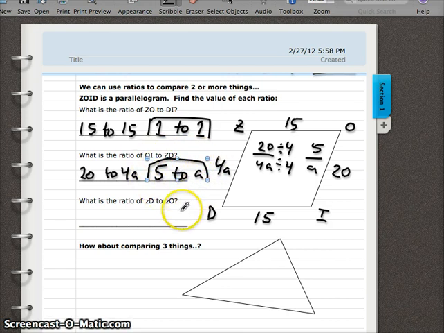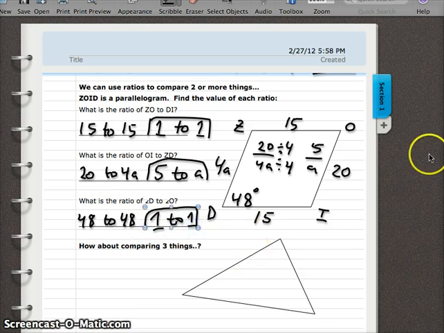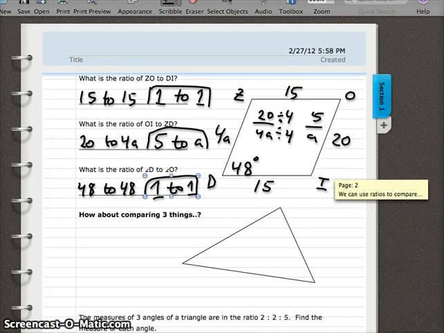What's the ratio of angle D to angle O? Preferably we'd be given at least one angle. Kind of forgot that at the beginning. There's 48 degrees, that's angle D. So opposite angles are equal, so we know O is 48 degrees. So my ratio would be 48 to 48. And that reduces to another 1 to 1 ratio. Alright. So again, write your ratios in the same form as given to you. And always simplify.